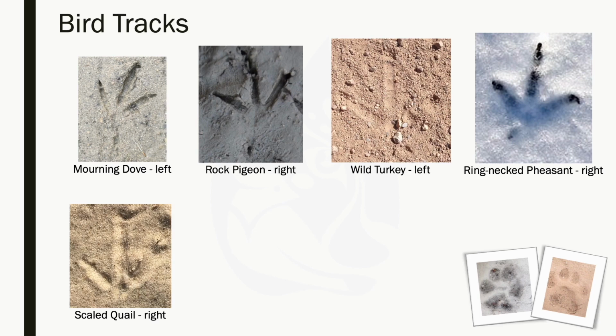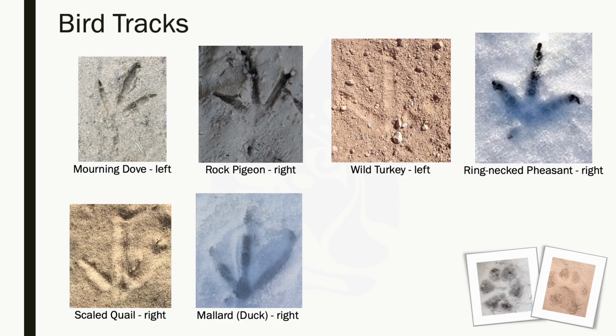Then down below in the lower left hand, we have another game fowl. This is a scaled quail. This is a right foot. Can't really make out a hallux there, but you can see, in addition to the 3 forward-facing toes, you can actually see that metatarsal pad which registered, and you can see a little bit of the segmentation in those toes as well.